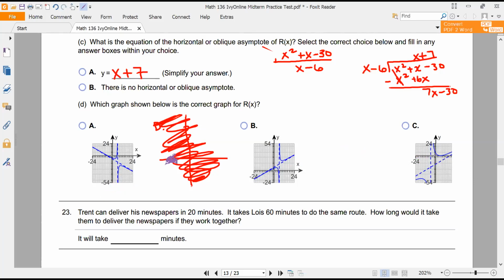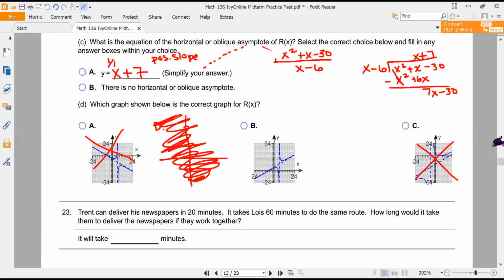Our vertical asymptote was supposed to be at 6, so this is possible. This is possible. This one is not because that's at -6 for that vertical asymptote. The equation's slanted asymptote has a slope of 1/1, which means it should be a positive slope. And that means positive slopes are going uphill from left to right. So it can't be A because that one has a slanted asymptote that is negative. So it has to be B.